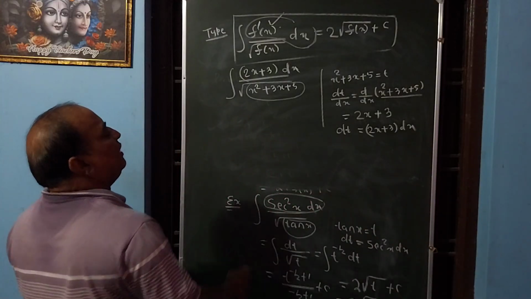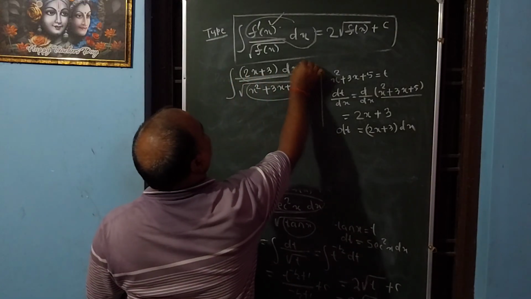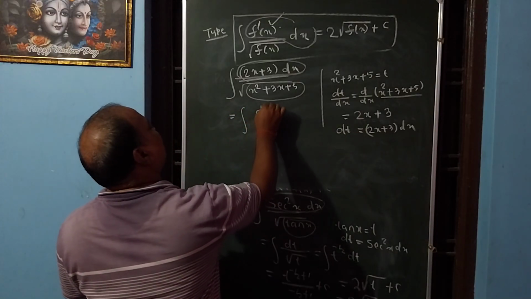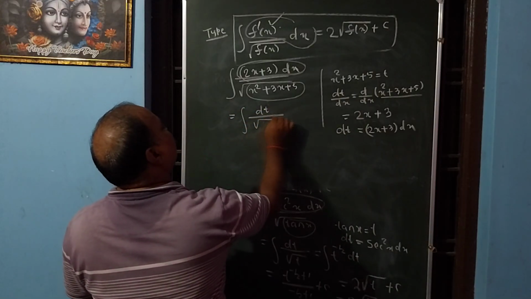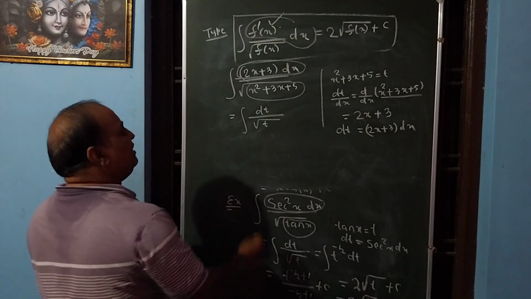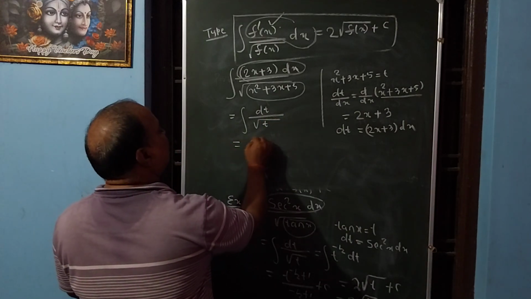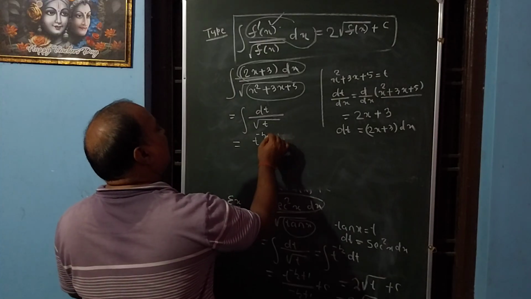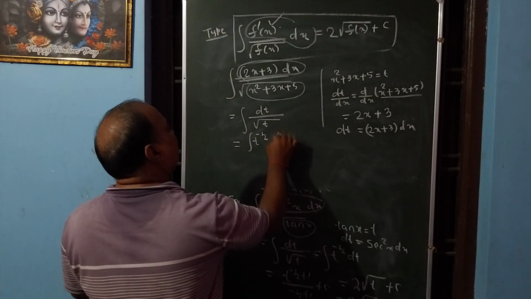Okay, so now it is replaced by dt. So we get integration of dt by root over of t. So that can be written as t to the power minus half dt. T to the power minus half, integration of dt.